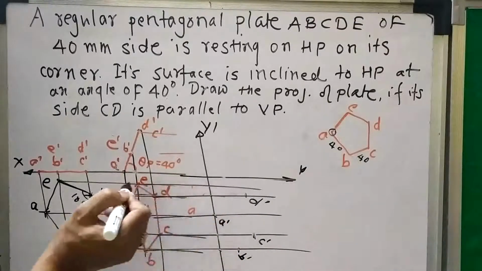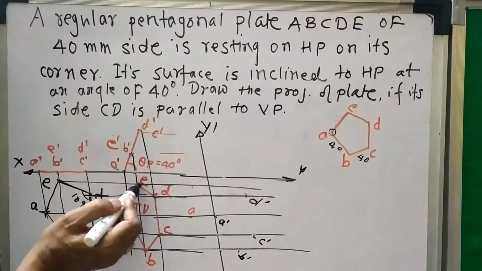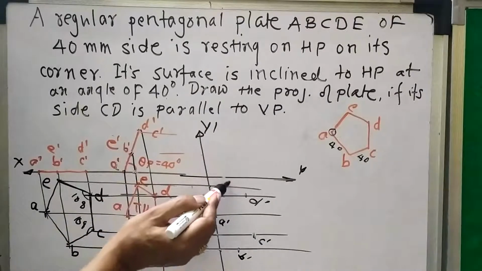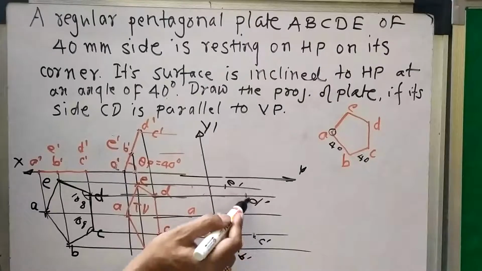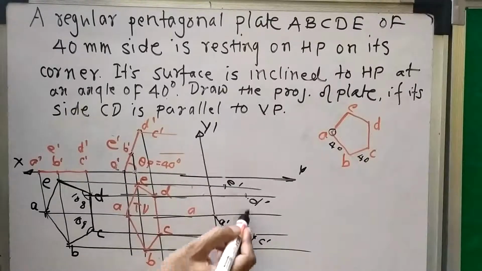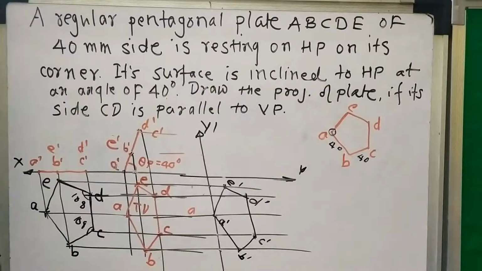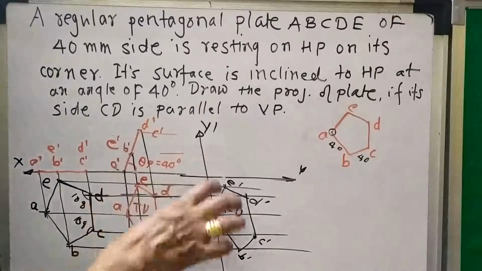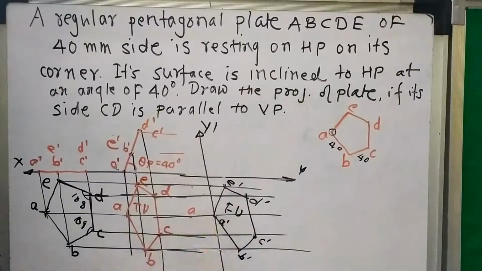Similarly for E, its previous view is this. This much distance I will take in the compass, and on the projector of E, from this I will mark this distance, E dash. So in this way I got A dash, B dash, C dash, D dash, and E dash. I will join these. So I will get this as the front view. So without reconstruction and getting the front view here, I have directly got the front view by the auxiliary plane method.